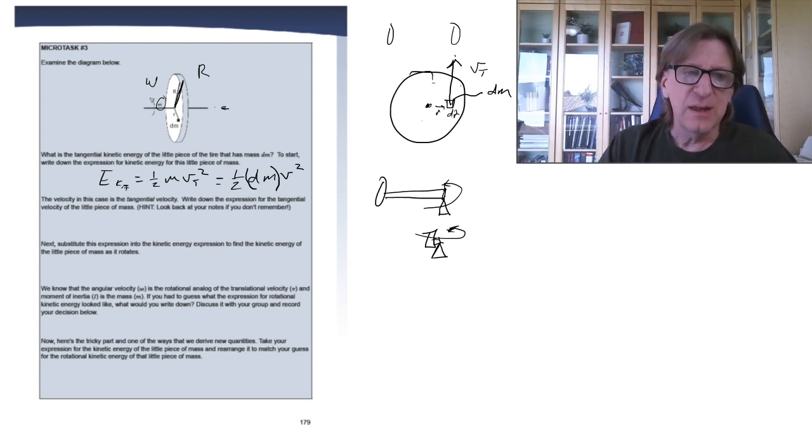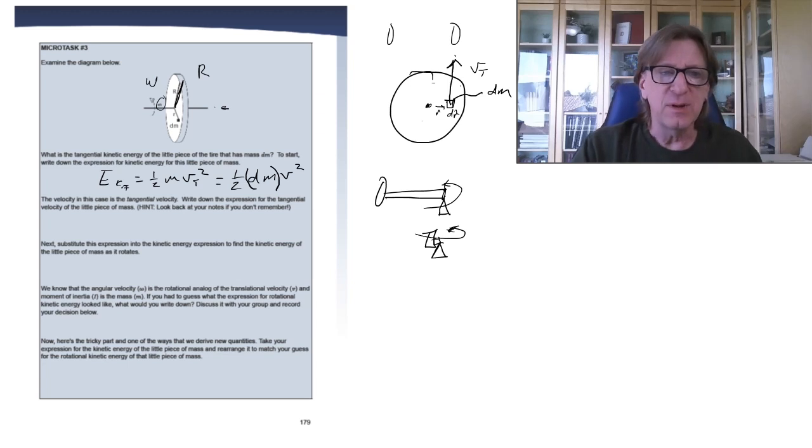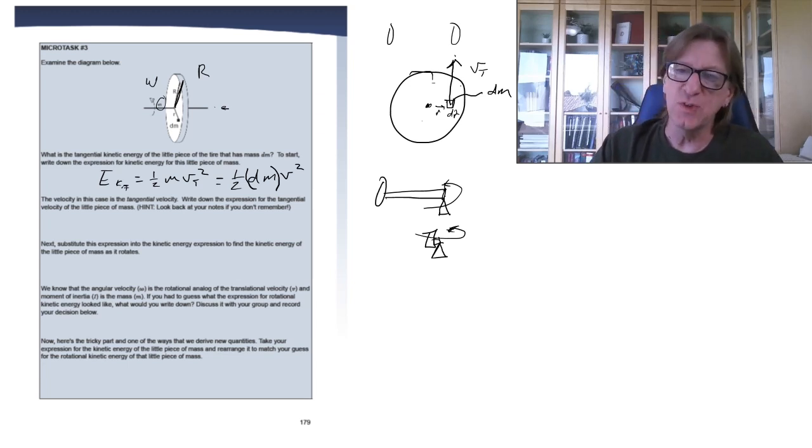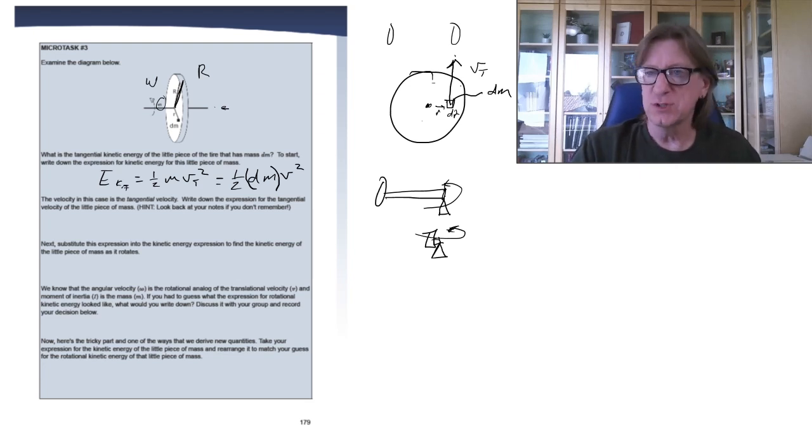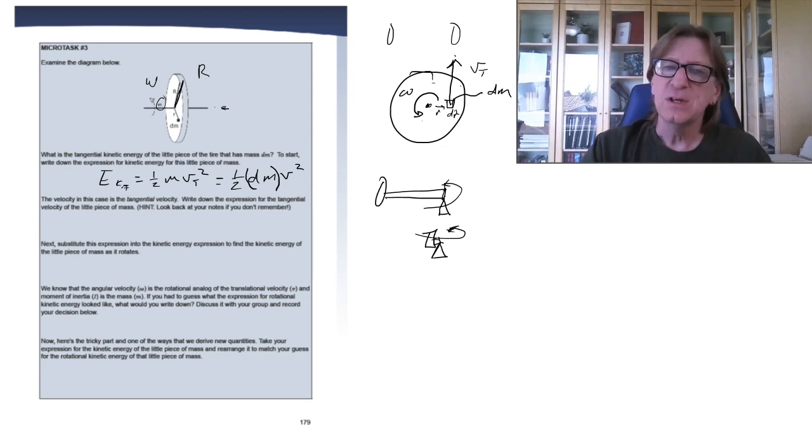All right, now we want to write down an expression for the tangential velocity. Well, go back to when we first started talking about rotational kinematics. Remember that we know that we are rotating around the wheel this way with an angular velocity here of omega. So how do I translate that omega into our tangential velocity?